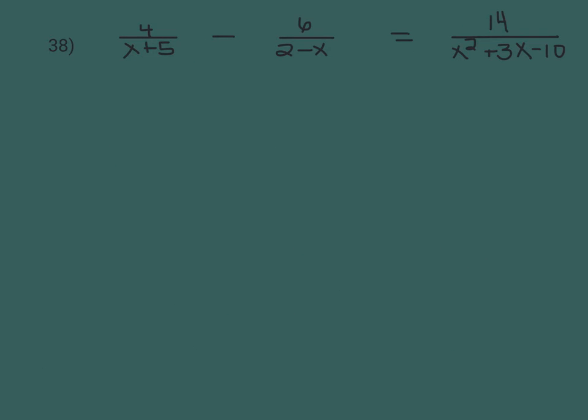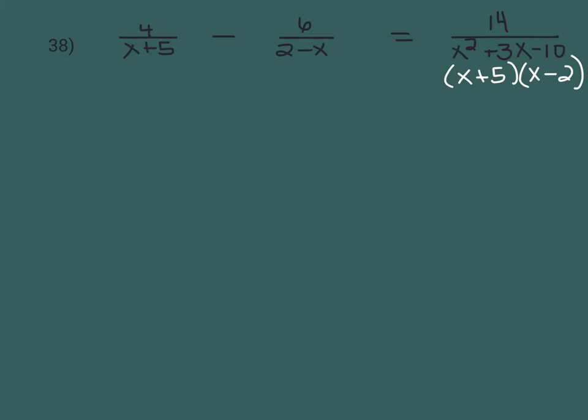Okay, so if you turn to the next page in your packet, page 16, the last problem I'm going to do with you is number 38. All right, so in order to find a common denominator, we see this last fraction right here can be factored. So let's go ahead and factor it, because that usually helps us find a common denominator. So two numbers that multiply to negative 10 and add to positive 3 are positive 5 and negative 2.